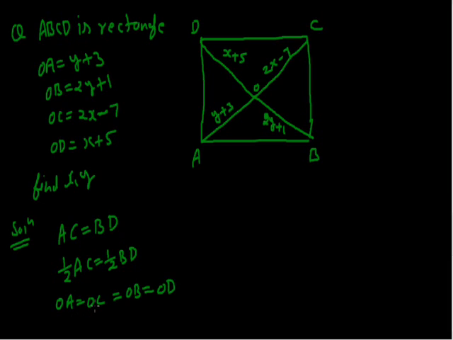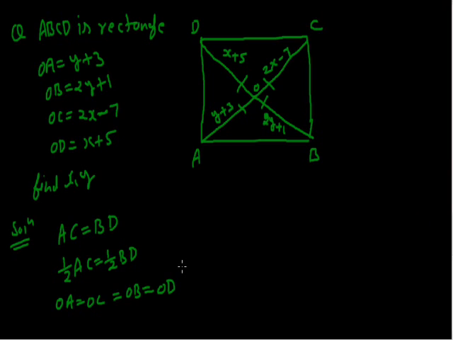So we can say that all these parts, that is OA, OB, OC and OD, all are equal. Why? Because the diagonals are equal, so their halves are also equal. It means OA equals OC, OB equals OD, and all are equal to each other.